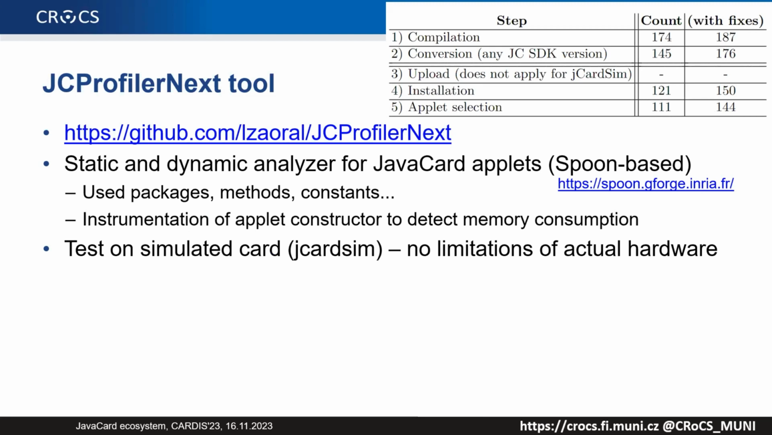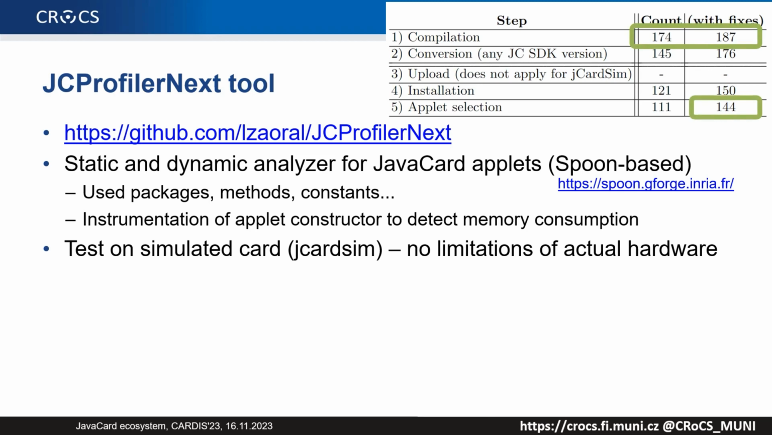The simulator has no limitations of real hardware. So what you are mostly getting is whether the applet can even be compiled and, in theory, run on the card with no limitations. Out of these 200 plus applets, after some minor fixes, we were able to get 187 applets. And if we follow all the steps needed to get an applet onto the virtualized card, we end up with 144 applets. This is our base on which we then do all the analysis.